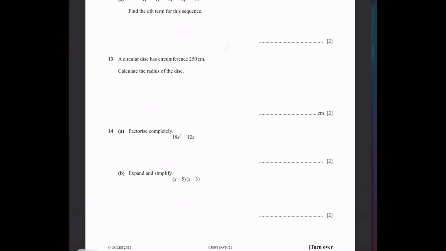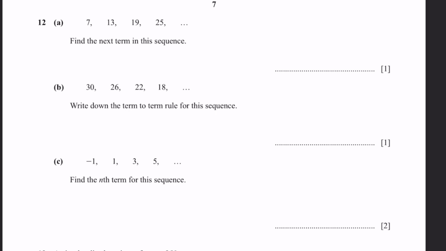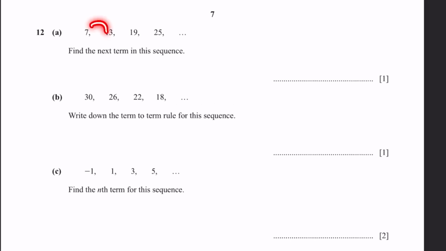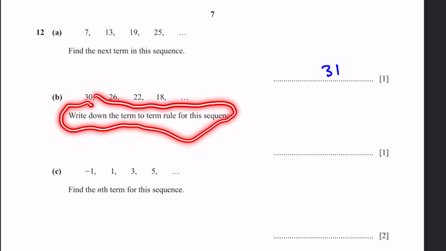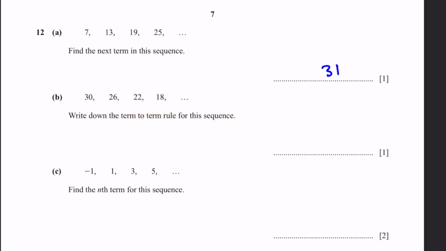Now let's move on to question 12. A, 7, 13, 19, 25. Find the next term. So the common difference is 6. 25 plus 6 is 31. B, 30, 26, 22, 18. So the common difference for B is minus 4. But the answer in this case is not 14. Remember to read this as well. Write down the term-to-term rule. It's not the character, but it is the rule. So it's minus 4. Because every term we decrease by 4.